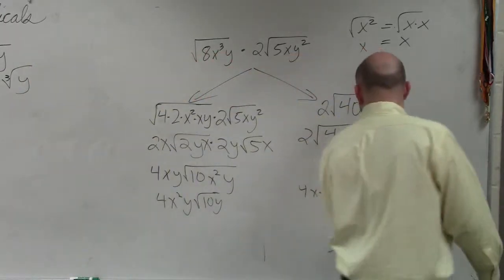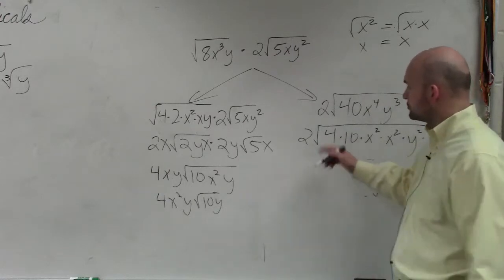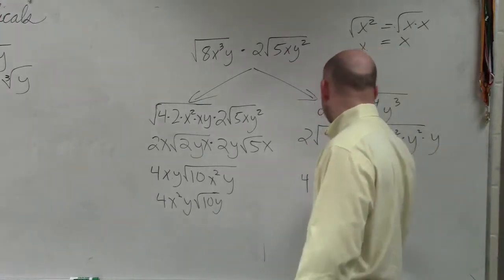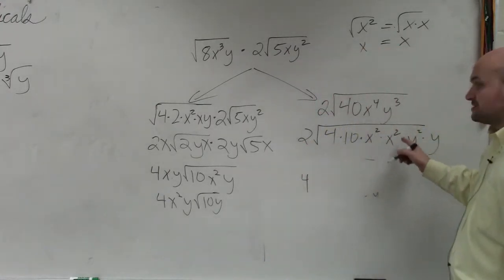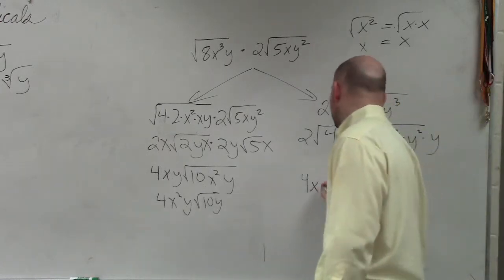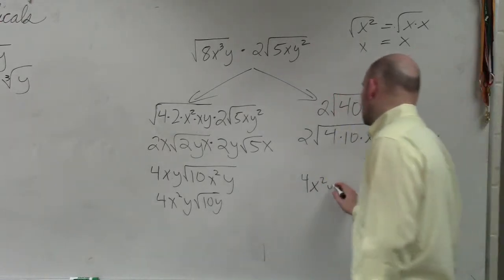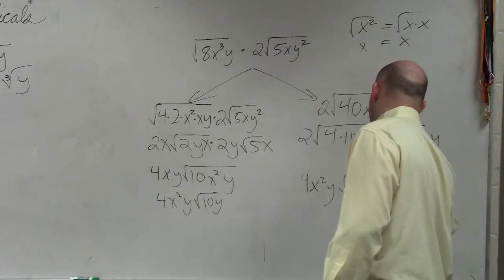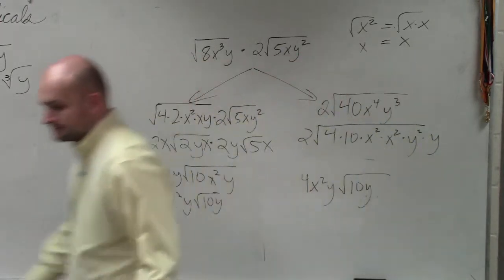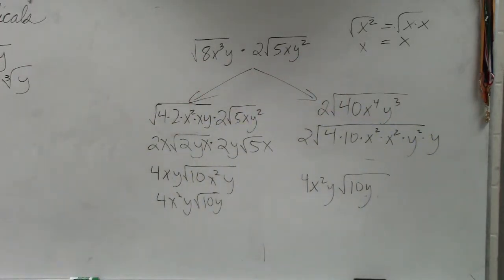Now, if I was going to simplify this, I would get the exact same answer. The square root of 4 is 2. 2 times 2 is 4. Square root of x squared is x. Square root of x squared is x. x times x is x squared. And then the square root of y squared is y. Left with 10y down below. All right? Got it now?